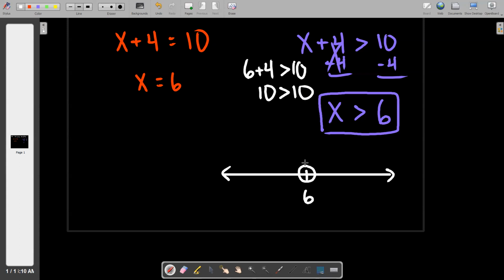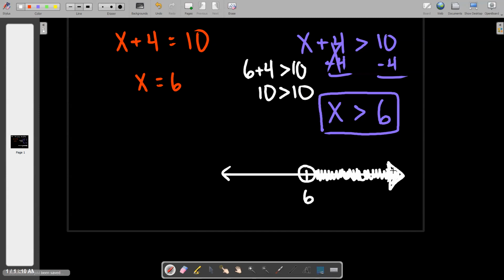And so we call this shading the number line. What you want to do is fatten up your number line like this. Basically, you're shading a solution region. And then you want to give it a nice big fat arrowhead like that. That's how you show someone that x can be anything bigger than 6.